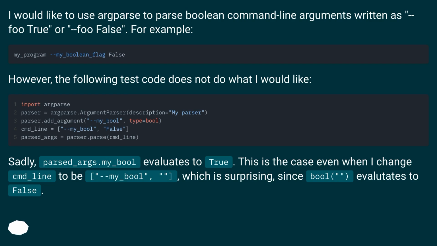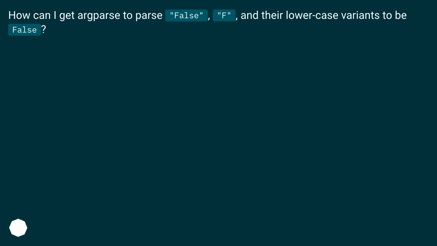Sadly, parsed_args.my_bool evaluates to true. This is the case even when I change cmd_line to b, my_bool, which is surprising, since bool evaluates to false. How can I get argparse to parse false, f, and their lowercase variants to be false?